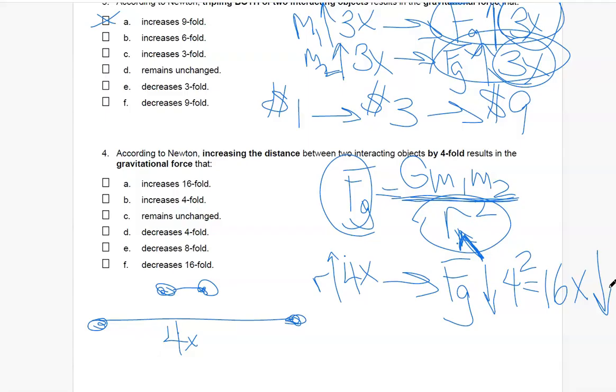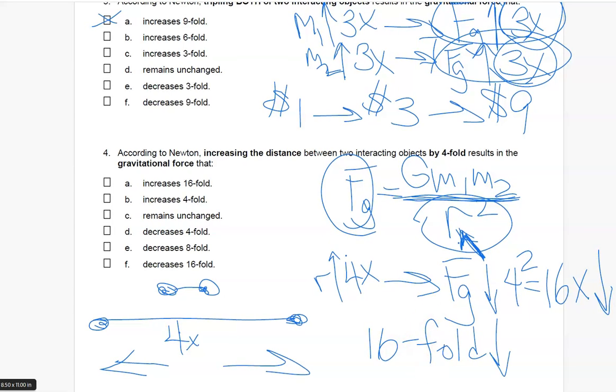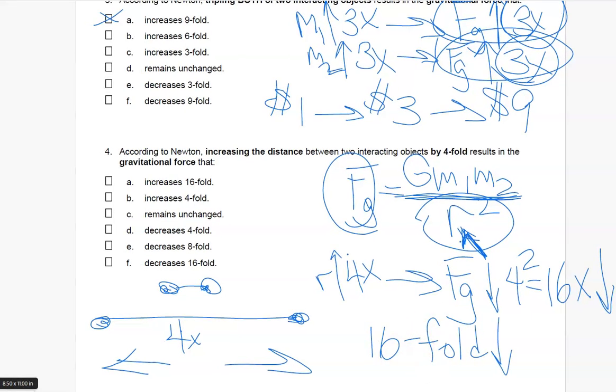In other words, if you spread out these objects, make them 4 times further away, the force between them will go down 16-fold. And this is quite a dramatic change in gravitational force.